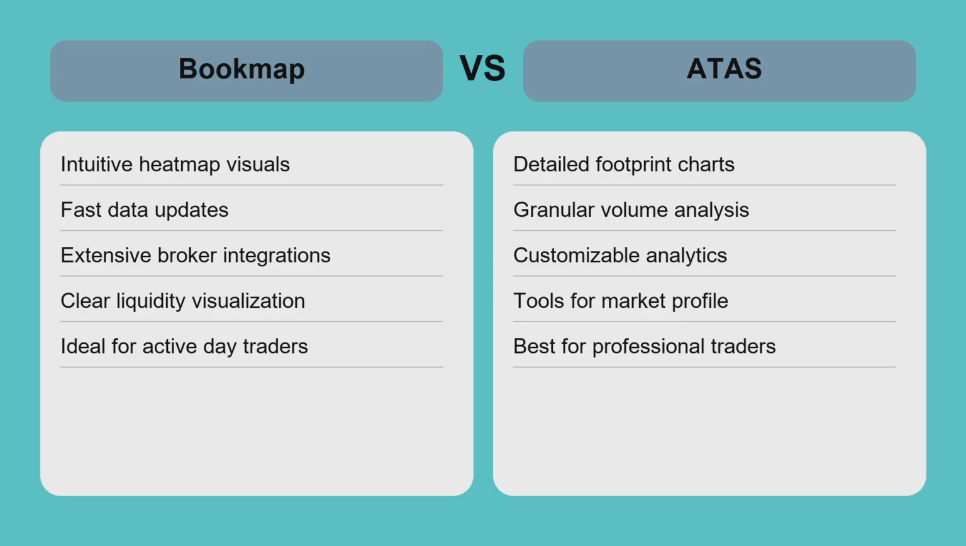In real-world use, scalpers and day traders might favor Bookmap's clear liquidity visualization for quick decisions, while swing or professional traders could benefit from ATAS's comprehensive footprint tools for strategic planning. Both platforms require time to learn but serve different trading styles effectively. Choosing depends on whether you prioritize visual liquidity insights or detailed volume footprint data.